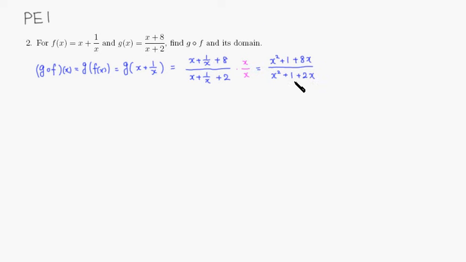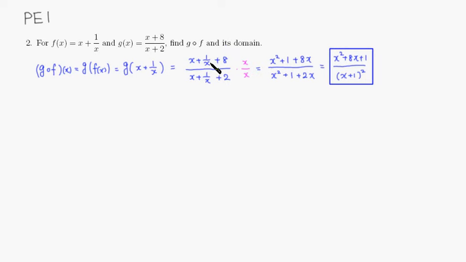On the bottom is x squared plus 2x plus 1, so you can actually complete the square there. It's really the same thing as x plus 1 squared. And on top, I don't think we can do too much, so I'll just leave it as it is. So this is g of f of x. We got the formula.